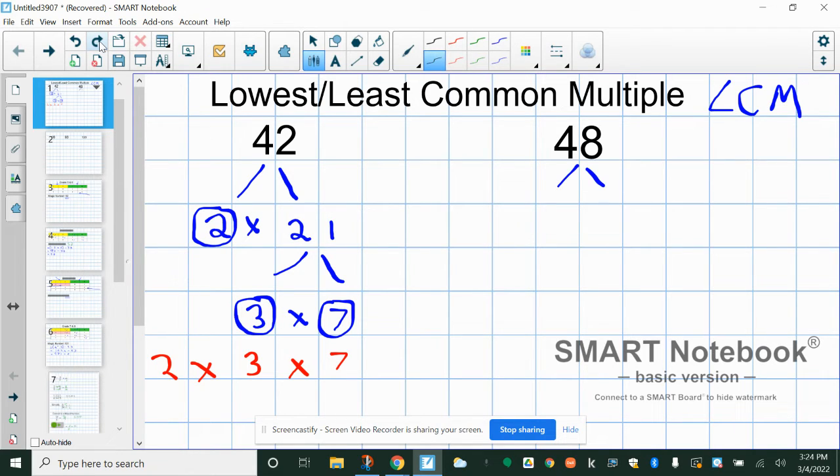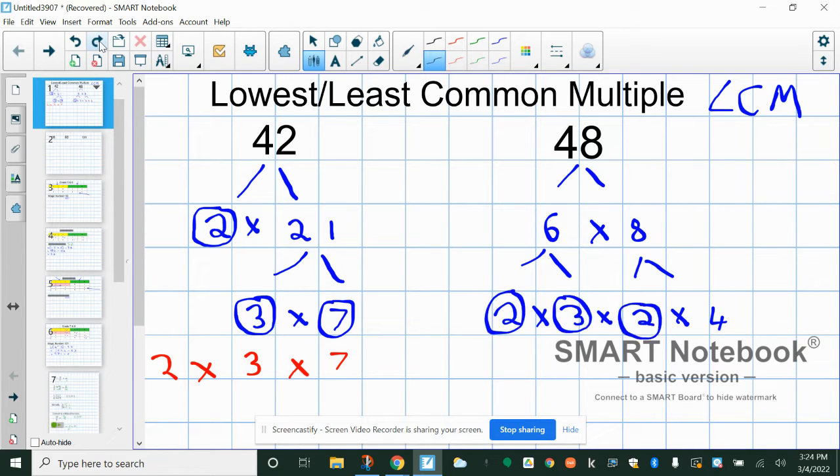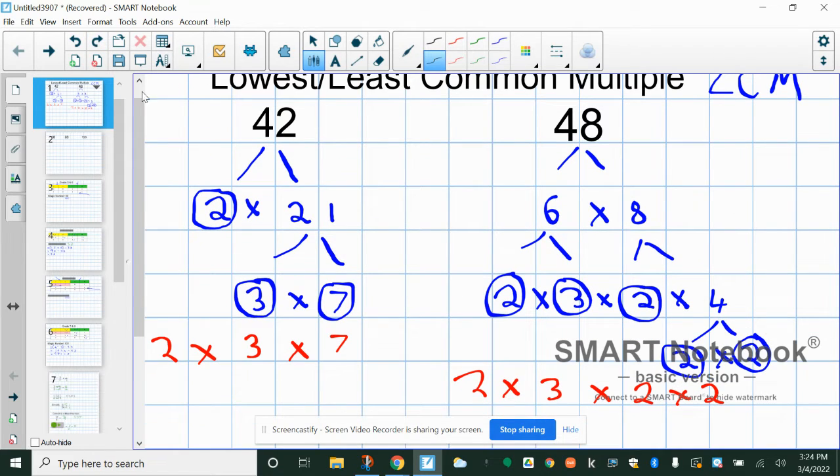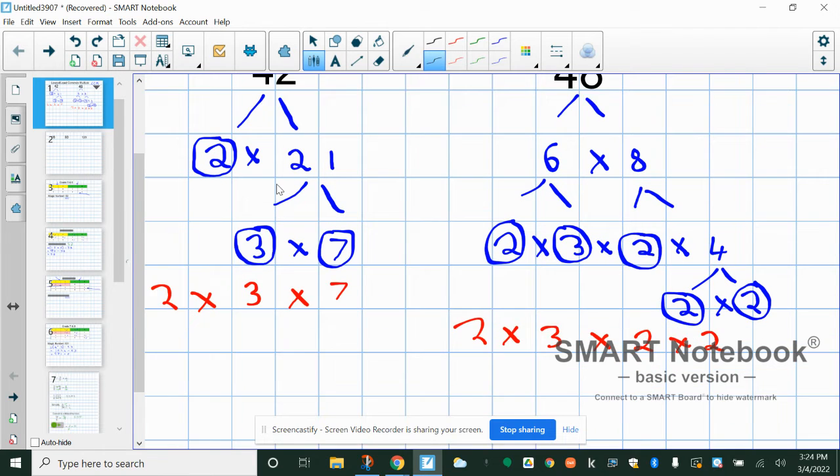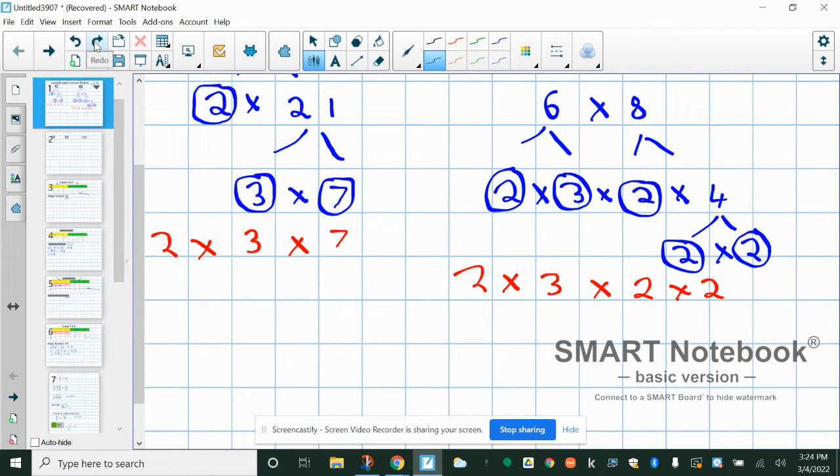Now with 48, I'll use the factor tree method as well. We'll do 6 times 8. They're both composite, so I'll look at 6 to be 2 times 3 and 8 to be 2 times 4. Circle all numbers except 4. They're prime. 4 becomes 2 times 2. The prime factorization for this number 48 becomes 2 times 3 times 2 times 2.